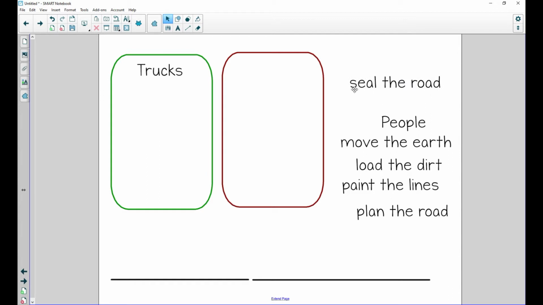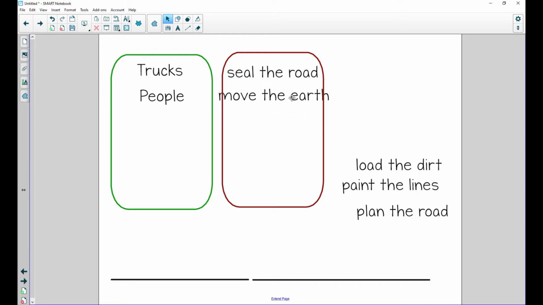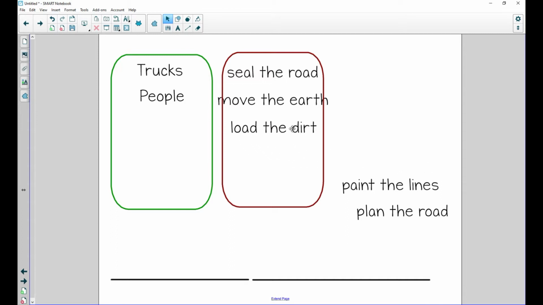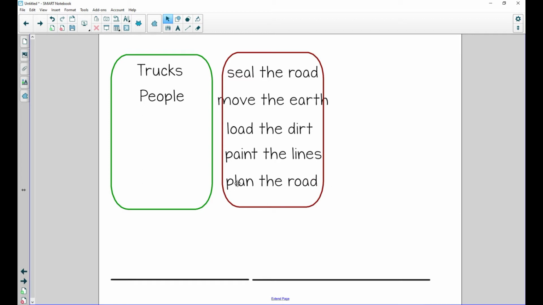Seal the road. Is that a person, animal, or a thing, or is it describing? It's describing, so that's a predicate. Okay, so I'm going to put that in our red box. People. Is people a person, animal, or thing? Yeah, it's more than one person, isn't it? All right, move the earth. That's a predicate. It's describing what a person or animal or a thing could do. Load the dirt. Also a predicate. Paint the lines. That's a predicate. It's describing. And plan the road. Also a predicate.